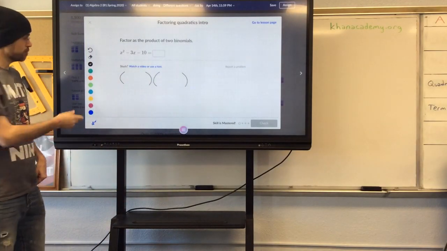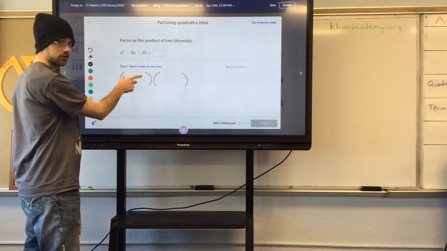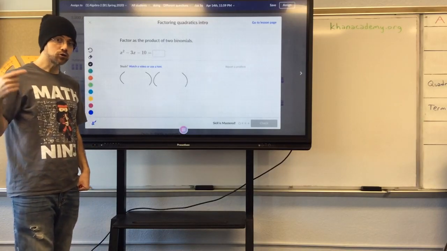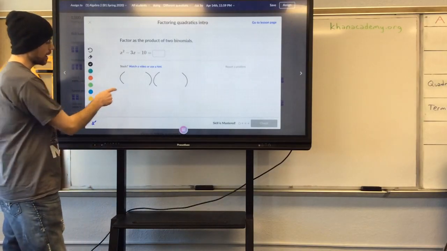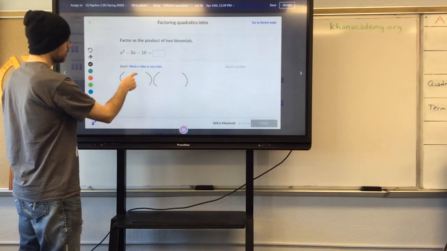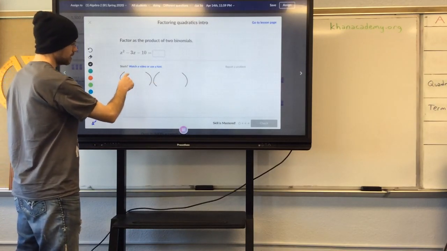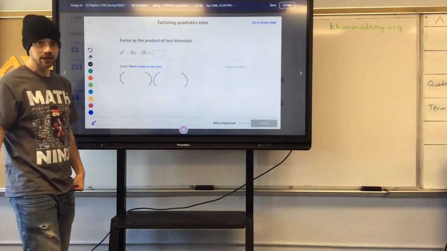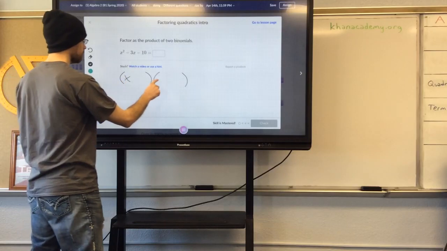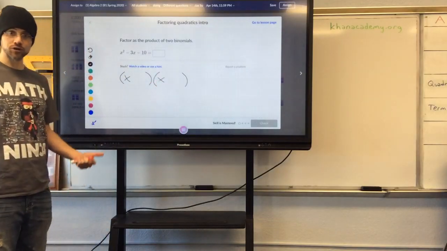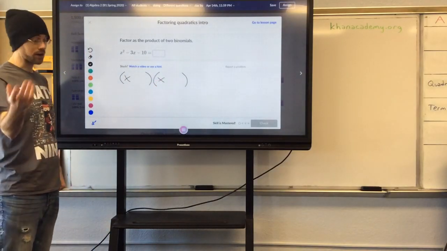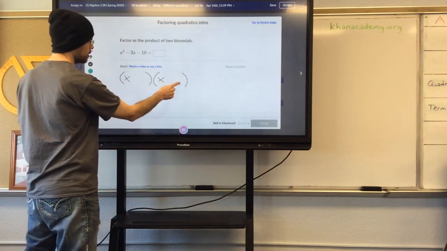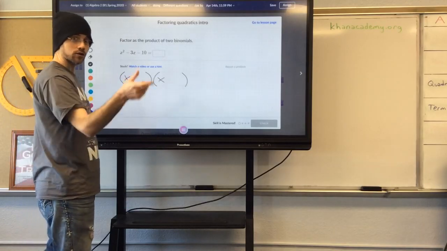So I'm going to give myself parentheses. One of my binomials will be here, one will be here. A binomial is a sum of two monomials. Okay, so I'm going to have my first term, when I multiply it, this times this, it's going to have to equal x squared. Well, x times x is x squared, so let's do that. That takes care of the first term in my binomial on each case.